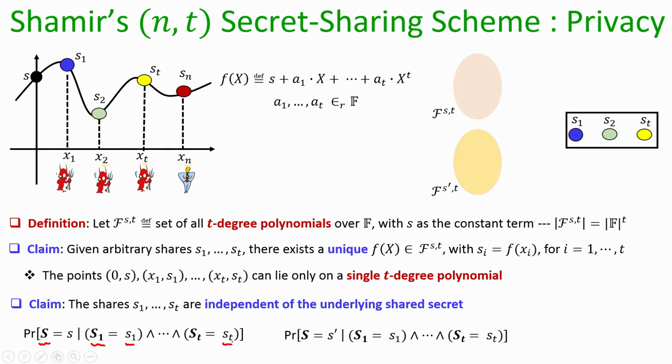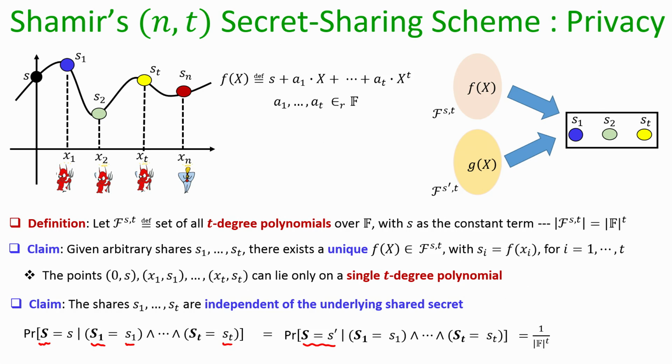I also want to compute the probability that the dealer has shared the secret little s prime, given that the first t shareholders are seeing the shares little s1, little s2, little st. It turns out that both these probabilities are the same, namely 1 over the size of the field to the power t.